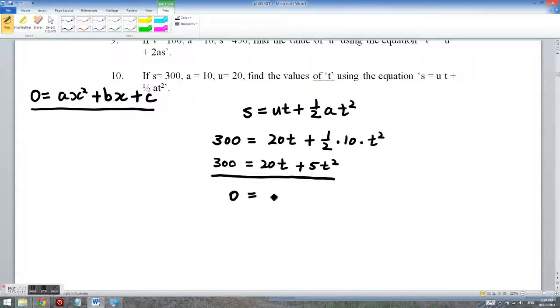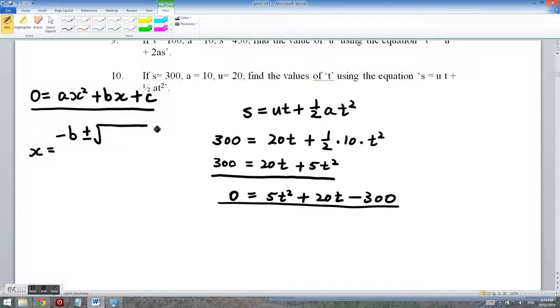I have 0 equals 5t squared plus 20t, take away 300. Once we have the equation rearranged like this, then we can use the quadratic equation. Now let me just write this down. This is your quadratic equation.